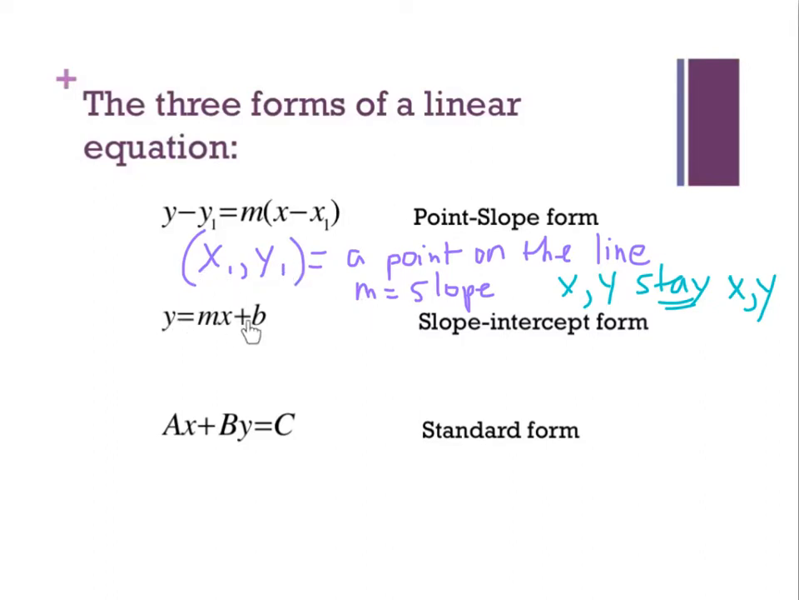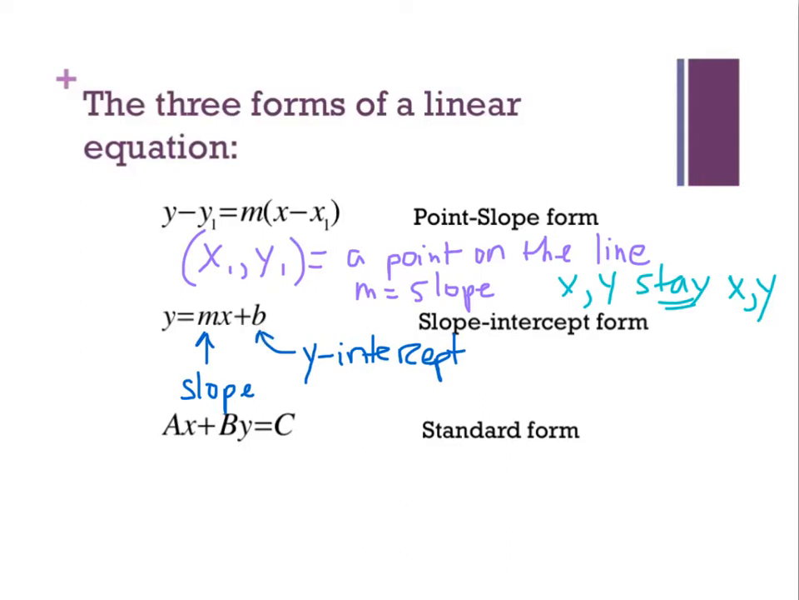The next one is y equals mx plus b, and that's the one we were just talking about a minute ago. In y equals mx plus b, the m is the slope, and the b right here, that's the y-intercept. It's the value on the y-axis where the line crosses that y-axis. If you see minus a number, it's a negative y-intercept. If you see plus a number, it's a positive y-intercept.